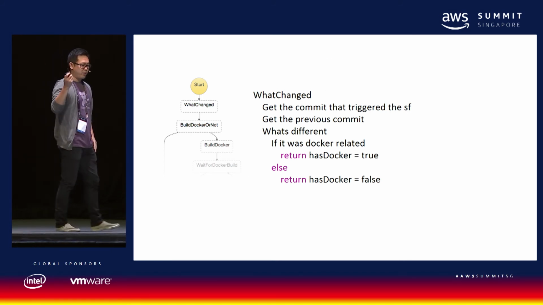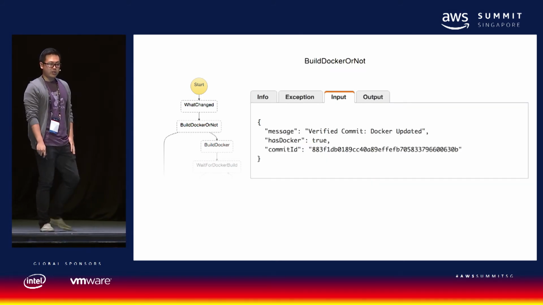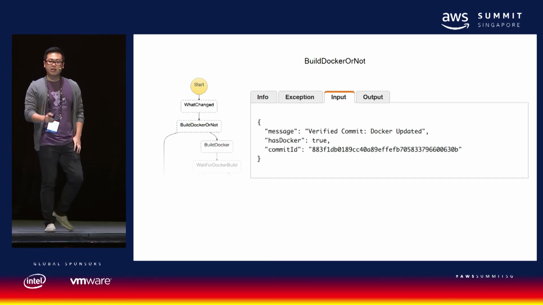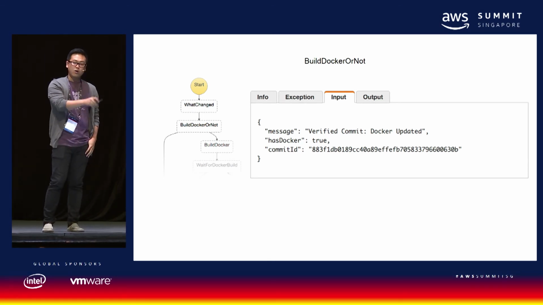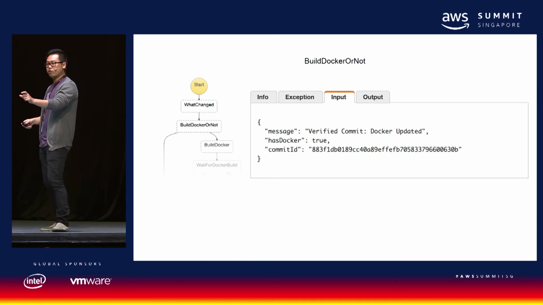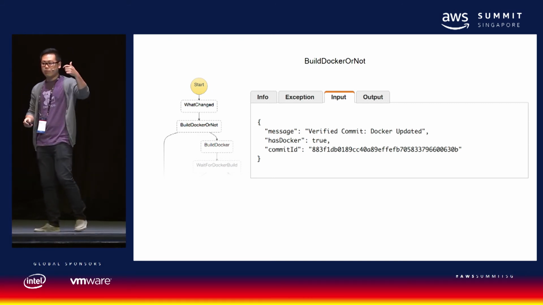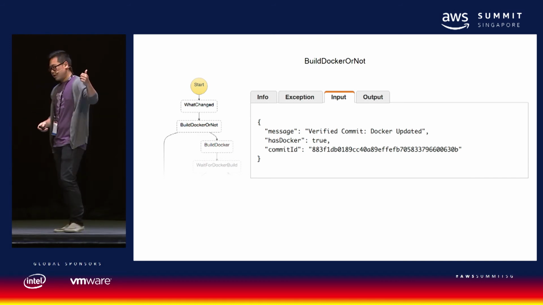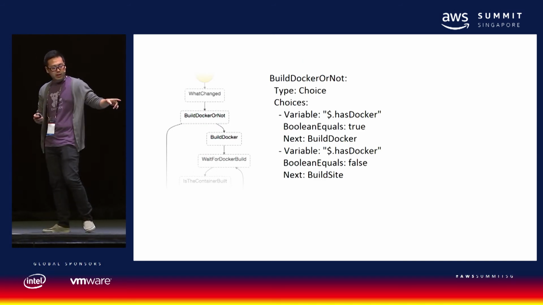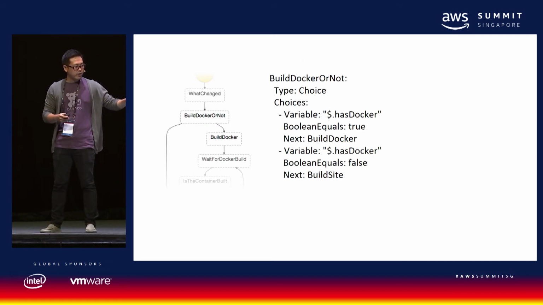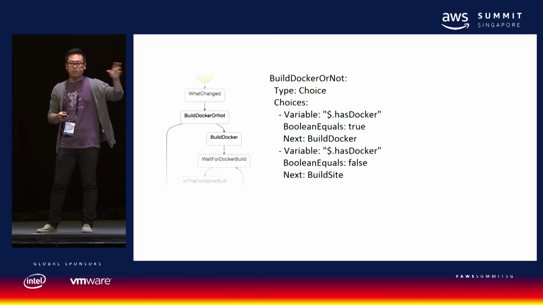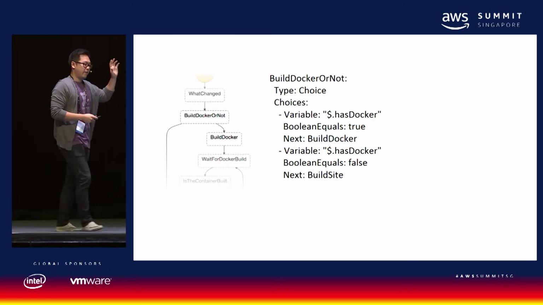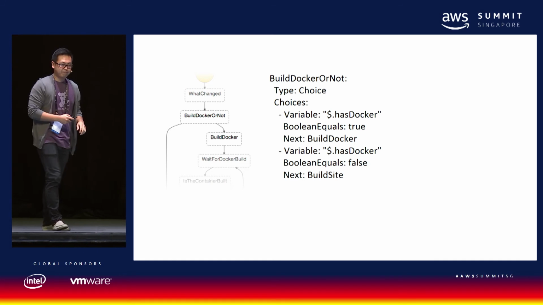Which brings us to build Docker or not. Which, yep, sounds like a choice. It is a choice. So you can see here, though, we've outputted that hasDocker true. And now we're going to bring that in on build Docker or not as an input. So you can see it's true. It's a choice right here. That's what we're going to go with. hasDocker true, we're going to move to build Docker. If it's hasDocker false, we're going to go to build site.